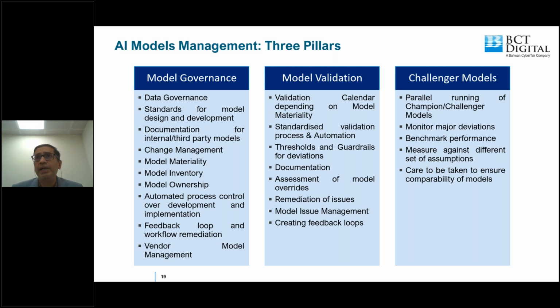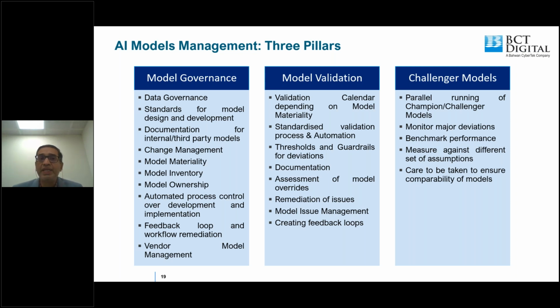Challenger models are a must, at least when it comes to the AI models, where you need to have another model running in parallel, which will be a challenger to the champion model, which is the original model. So we need to look at both of them, monitor the results of the champion model and challenger model, and if there are any abnormal deviations over a period of time, then measures must be taken to address it.